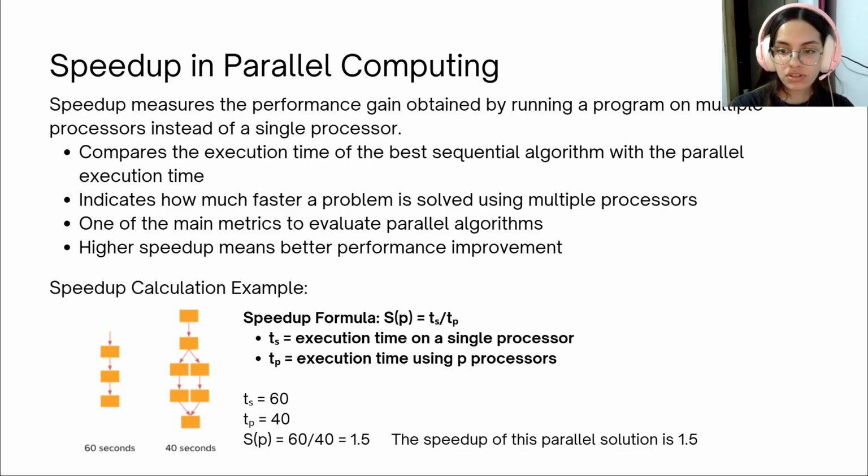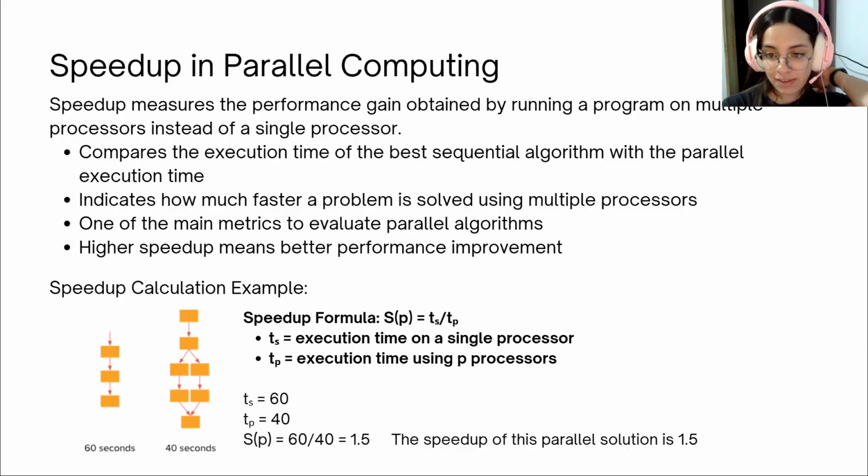So, one of the most important concepts in parallel computing is speedup. Speedup measures the performance gain obtained when a program runs on multiple processors instead of a single processor. It compares the execution time of the best sequential algorithm with the execution time of the parallel version. This metric helps us understand how much faster a program runs when parallelism is used. So let's see a simple example of how speedup is calculated.